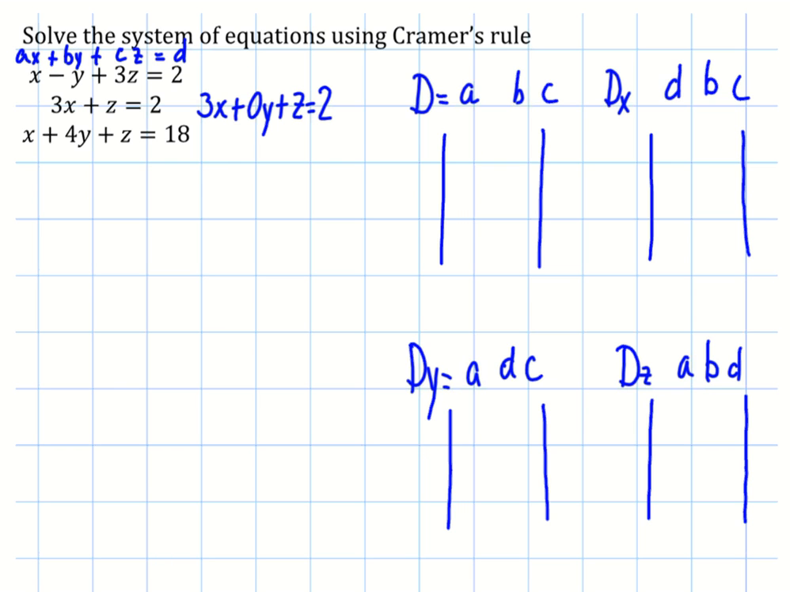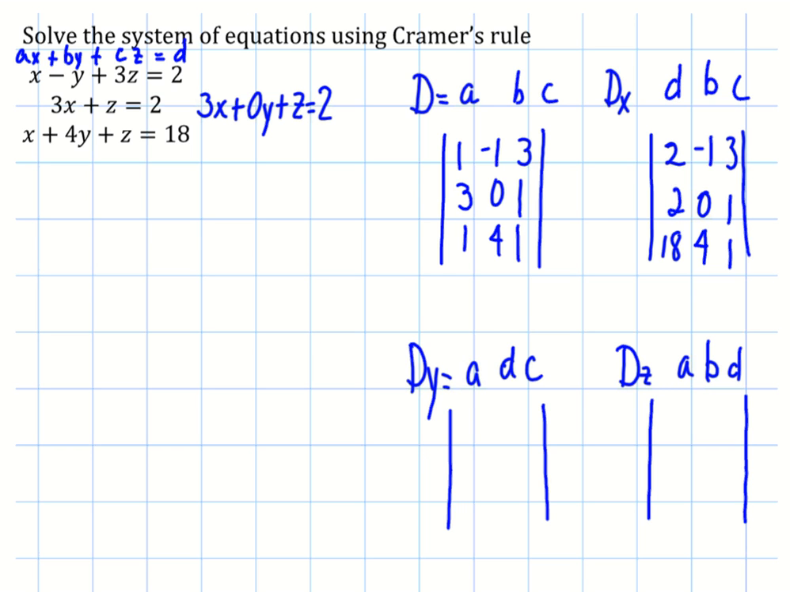So ABC is going to be 1, negative 1, 3, 3, 0, 1, 1, 4, 1. Going to DX, I'm going to have my D's first, and you could just go ahead and write all your D's down. 2, 2, 18. My B's are going to be a negative 1, 0, and 4. C, 3, 1, 1.